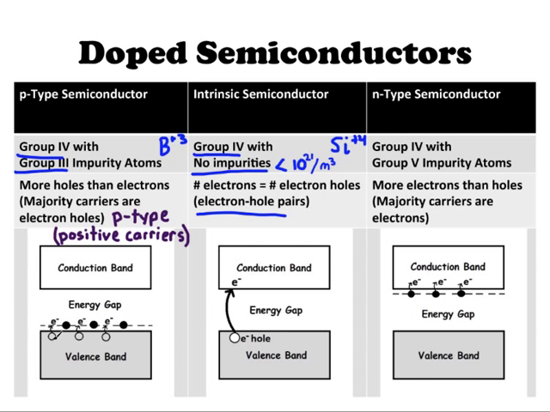Here in the band structure, we see that the electrons jump from the valence band to the energy level of those p-type dopant atoms. For an n-type semiconductor, we have a group 4 base element with the group 5 impurity atoms. A good example of this might be phosphorus. Now, just like p-type semiconductors have one less valence electron, n-type semiconductors have one more valence electron. As a result, we will have more electrons than holes. Majority carriers are electrons. So this is called n-type, otherwise known as negative carriers.